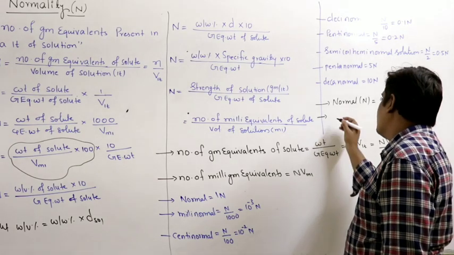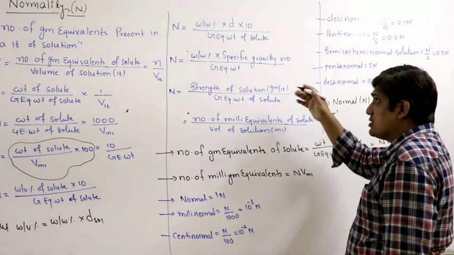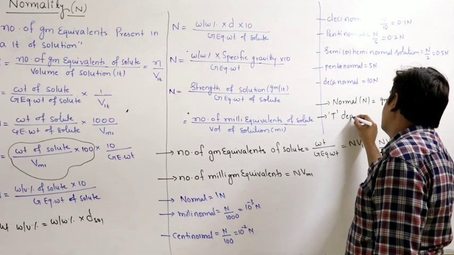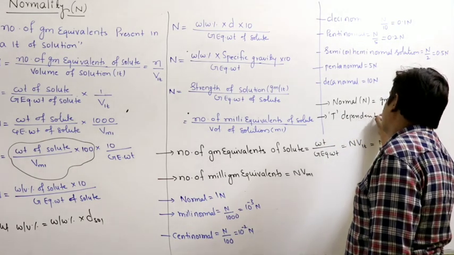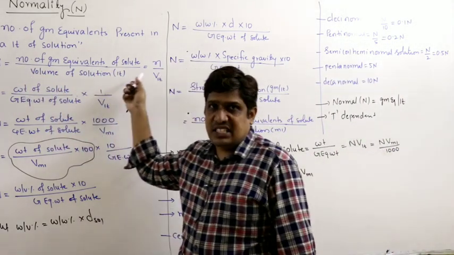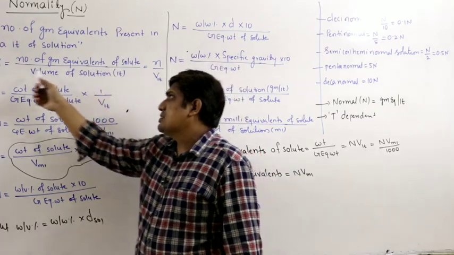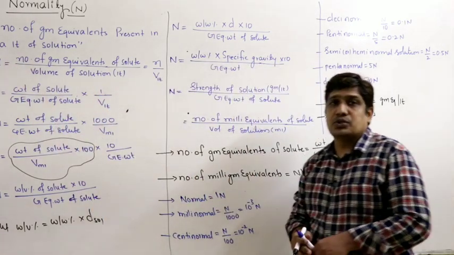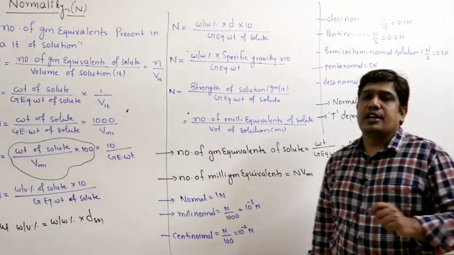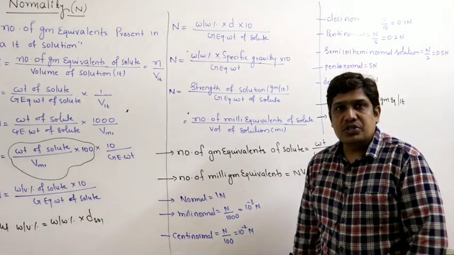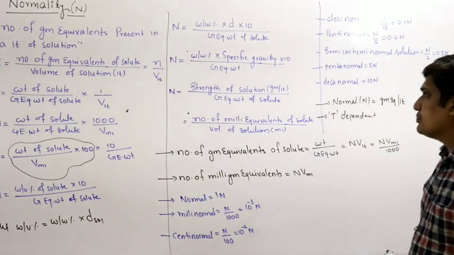Now, what is the effect of temperature? Does normality change with the temperature? Yes, it is temperature dependent. Why? Now see here, with increase in temperature, volume of solution will change. If volume changes, then normality of solution also changes. So normality of solution depends on temperature, because with increase in temperature, volume of solution will change.